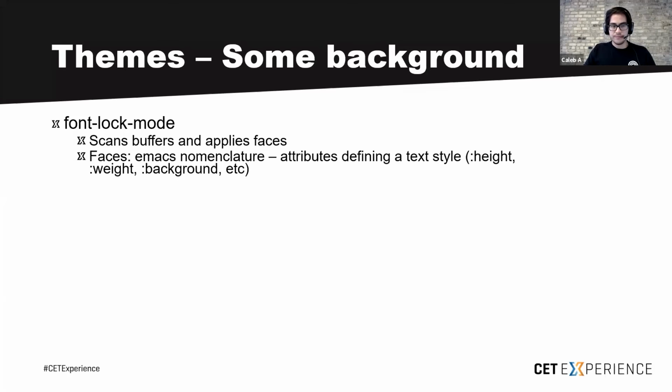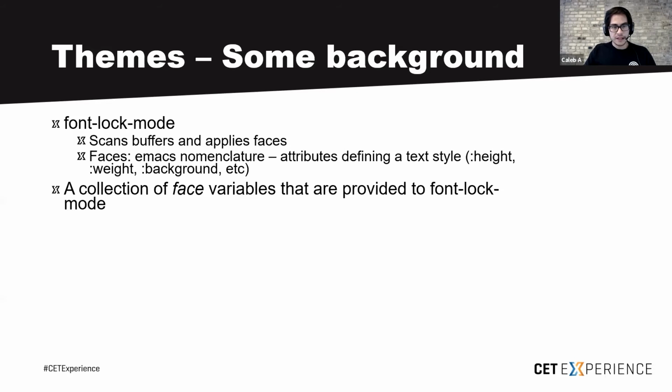So what is a face? A face is Emacs nomenclature. Basically, it is a set of attributes defining a text style. That style can include height, foreground color, background color, weight, italics, etc., etc., basically anything that would go into text. So then let's answer that question, what is a theme? A theme is therefore a collection of face variables that are provided to font lock mode. Easy enough, right?